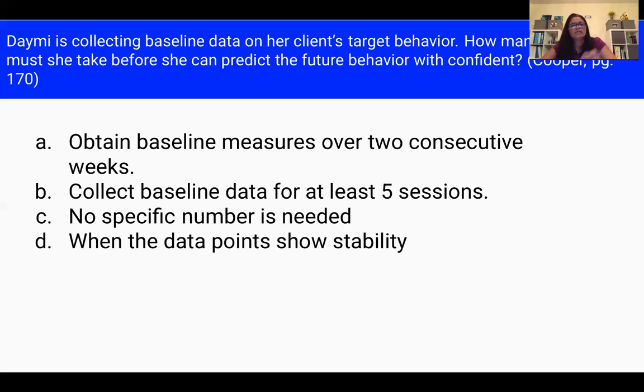So let's change this question around. If they have stability with 5 consecutive sessions, and they have stability with 3 consecutive sessions, then the best answer in that scenario, I would say, is 5, because it's the one that gives you the more repeated data with stability. But when in doubt, always go to Cooper, page 170, guys.